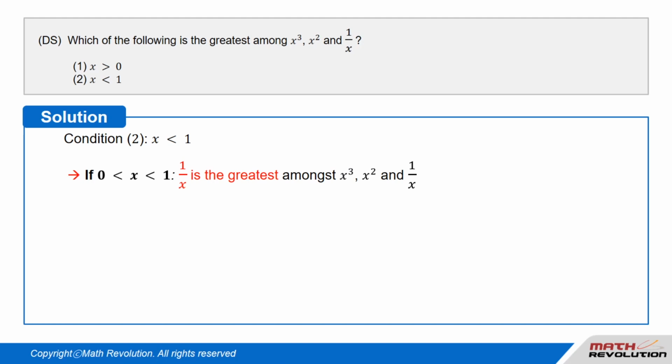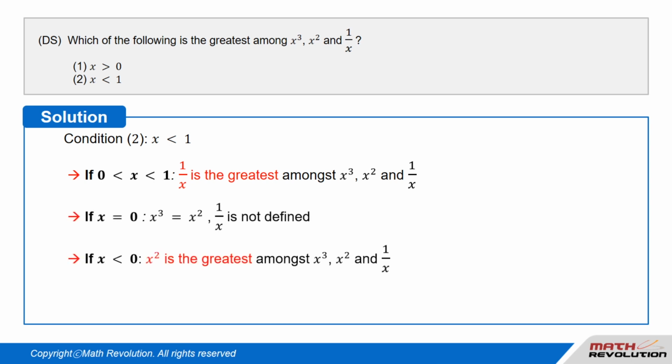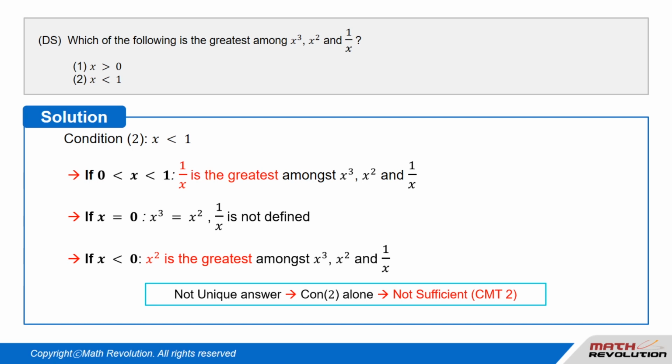Condition 2 tells us that x is smaller than 1. If 0 is smaller than x, which is smaller than 1, then 1 over x will be the greatest amongst x cubed, x squared, and 1 over x. If x equals 0, then x cubed equals x squared, whereas 1 over x will not be defined. And if x is smaller than 0, then x squared will be the greatest. Since the answer is not unique, condition 2 is not sufficient by CMT2, which states that the number of answers must be 1.